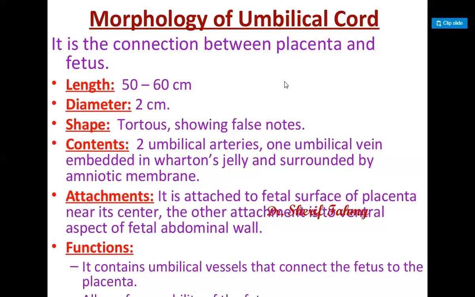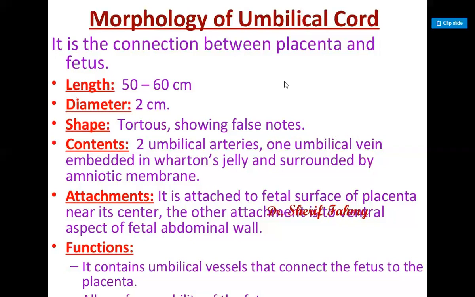Then the next point: where is this umbilical cord present? From the attachment point of view, it is attached to the fetal surface of the placenta. We know that the placenta has two surfaces: one towards the mother, that is the maternal surface, and the inside one related with the fetus, that is the fetal surface. So obviously it is going to be on the fetal surface of the placenta, at the center. That is the normal one.